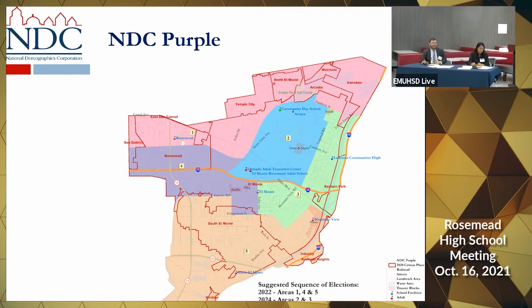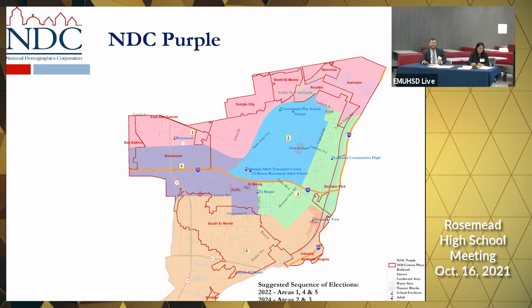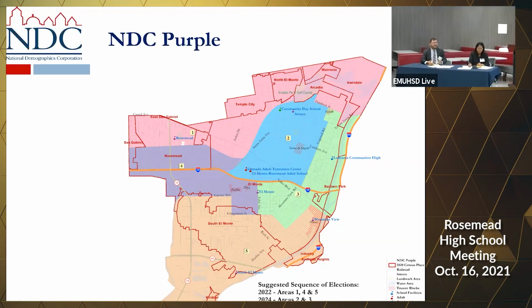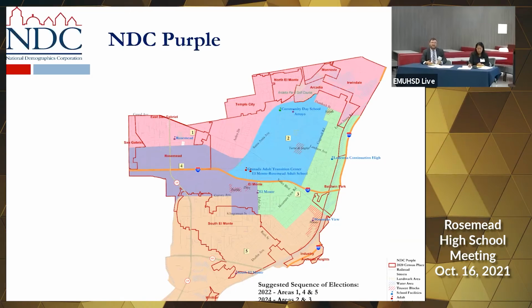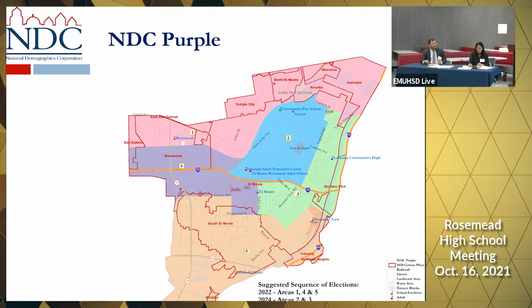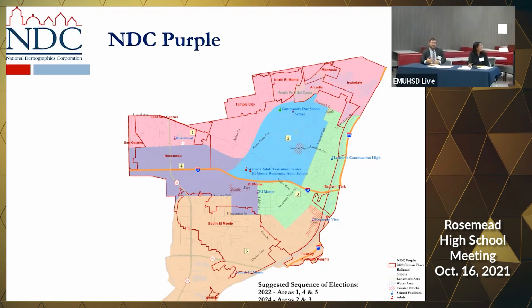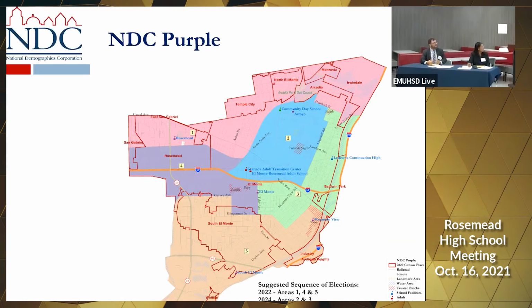And just to give you a sense, the overall population of the district is about 55% Latino and about 40% Asian American. So that gives us that most equitable breakdown in this map, although it does require some divisions of cities like Rosemead. And that's really the trade-offs that we want to think about as we're moving through this map.